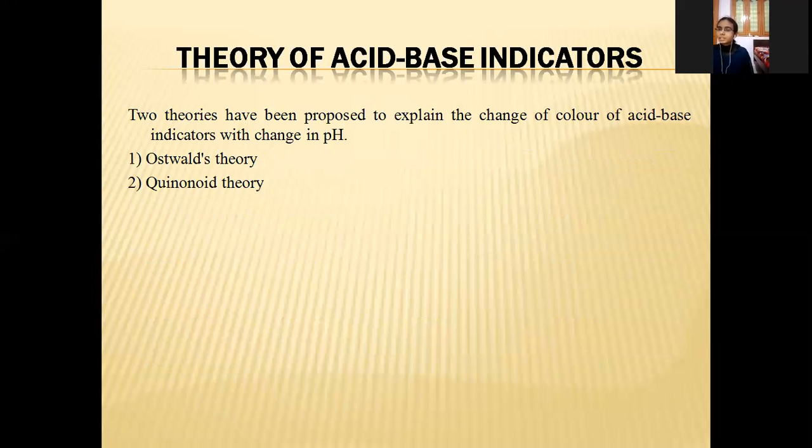Let's see the theory of acid-base indicators. There are two theories. The first one is Ostwald theory, and the next one is quinonoid theory.